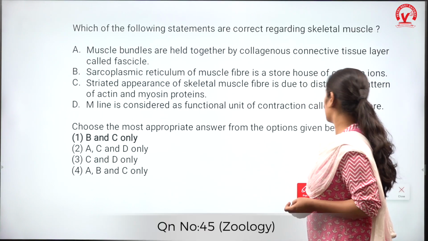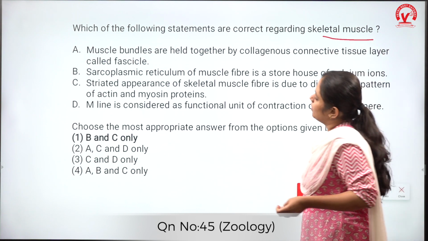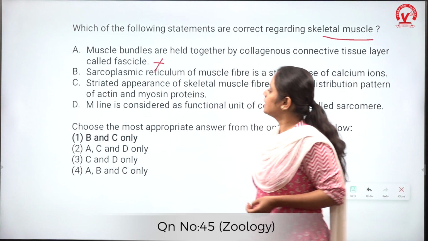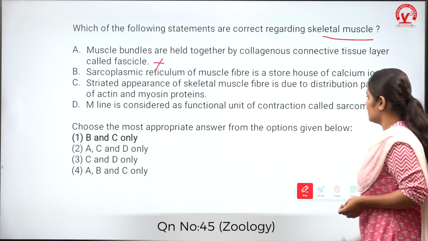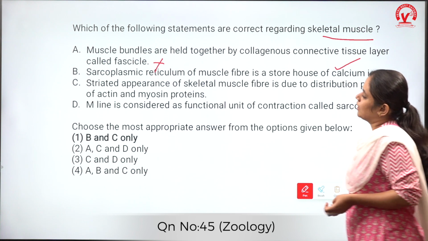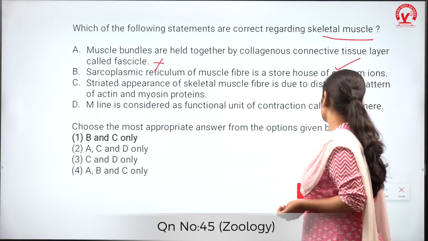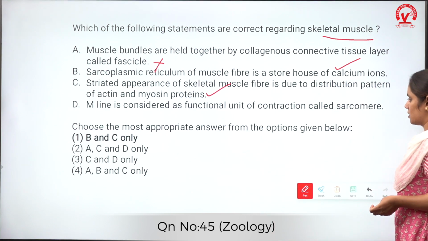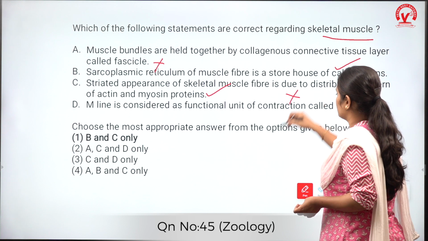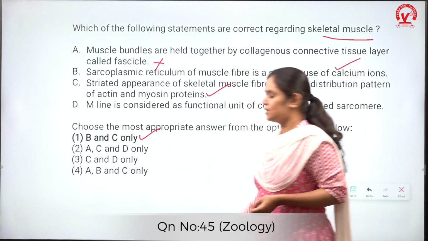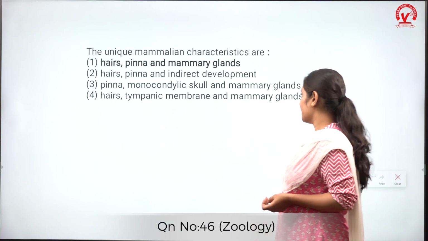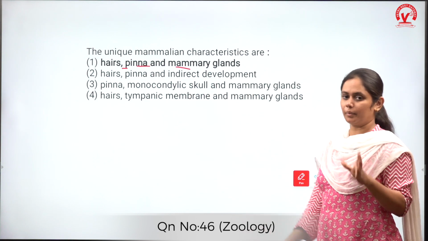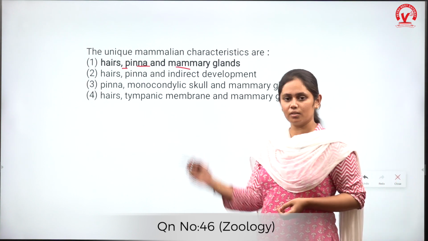Which of the following statements are correct regarding skeletal muscles? Muscle bundles are held together by collagenous connective tissue layer called fascicle. This is wrong. Sarcoplasmic reticulum of muscle fiber is the storehouse of calcium ions. This is correct. Striated appearance of skeletal muscle fibers is due to distribution pattern of actin and myosin proteins, also correct. M-line is considered as structural functional unit of contraction for sarcomere. This is wrong. So the answer will be B and C only. The unique mammalian characteristics are hairs, pinna and mammary glands. The correct answer is option 1.